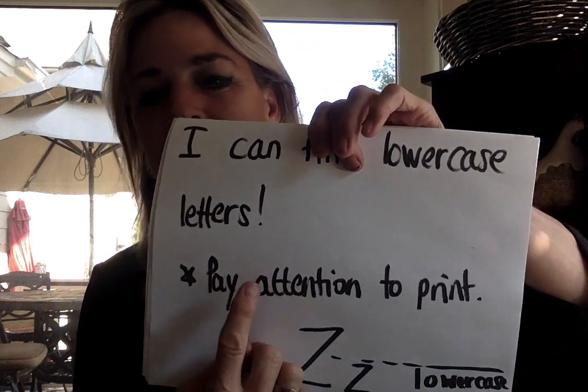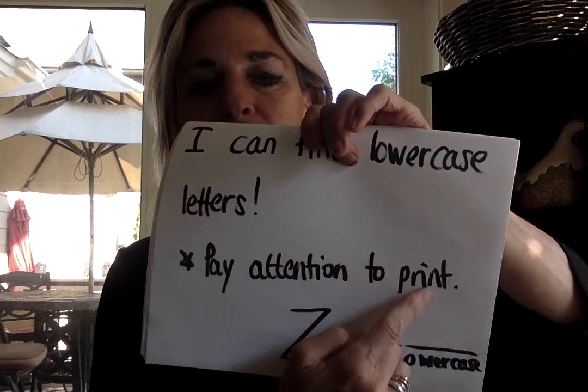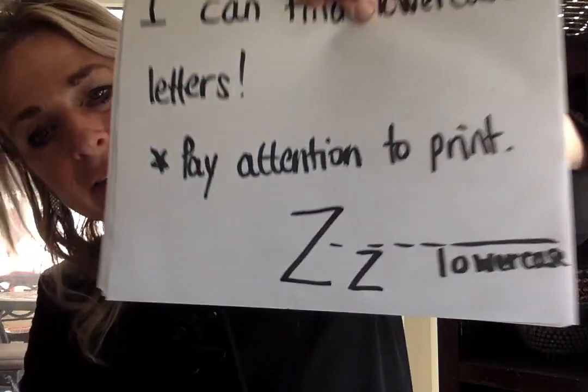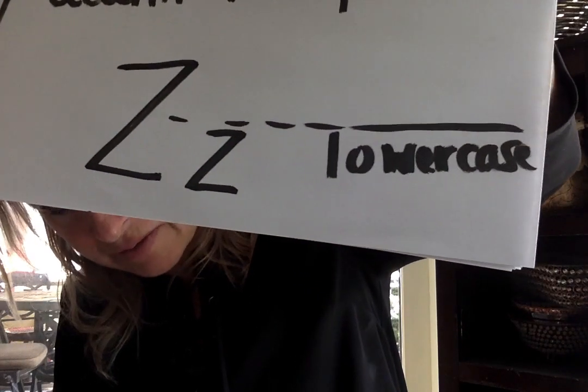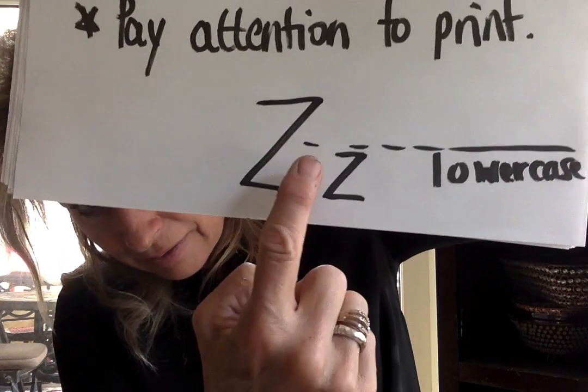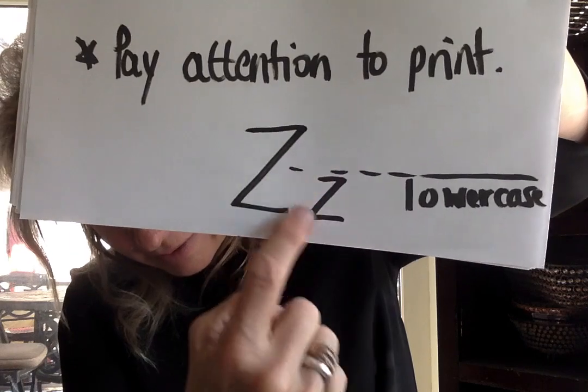Let's read our objective. I can find lowercase letters, and read what this says. Pay attention to print. This is the letter Z. Can you find the lowercase z? That means the smaller or shorter. This is the lowercase z. That's what we're going to be looking at today.